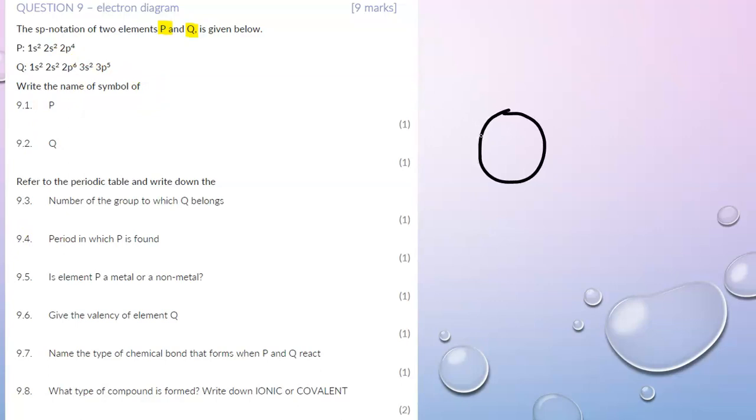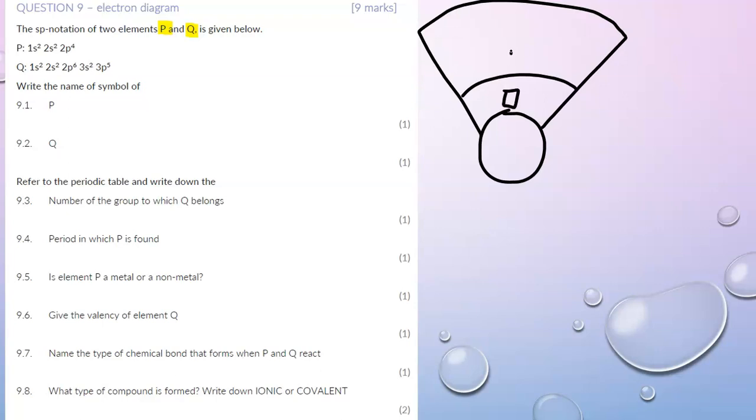It's going to take a little bit of time, but just like with the circuits, we know that if we just go and draw it very quickly, it doesn't have to be neat. It actually makes us a little bit faster. So if we look at P, I have 1s2, so I have 2 electrons there, and then 2s2, so another 2 electrons, and then I have 4 electrons in the p orbital. So I have 1, 2, 3, 4.